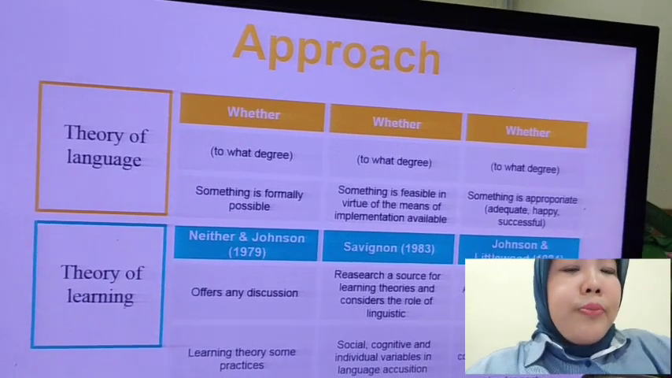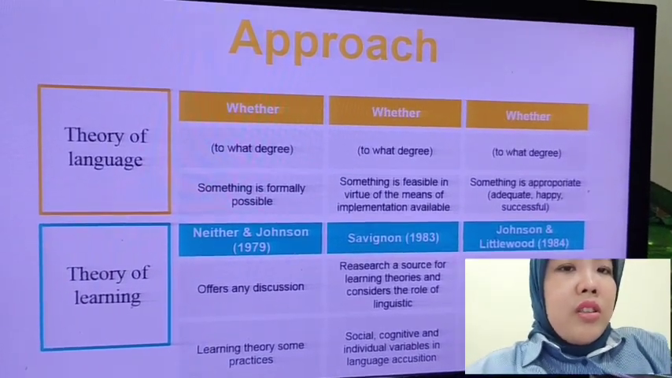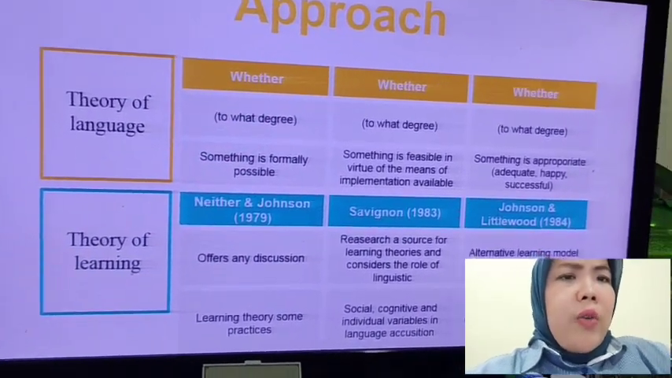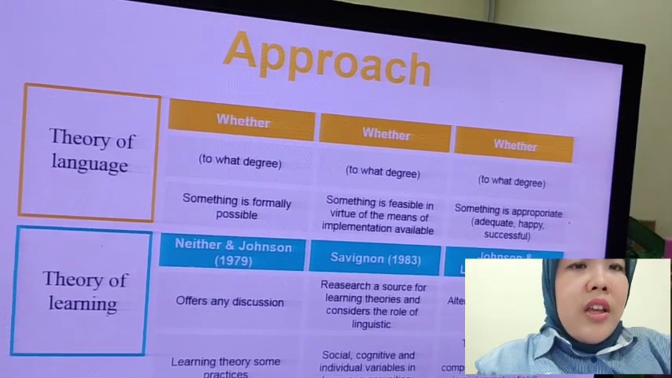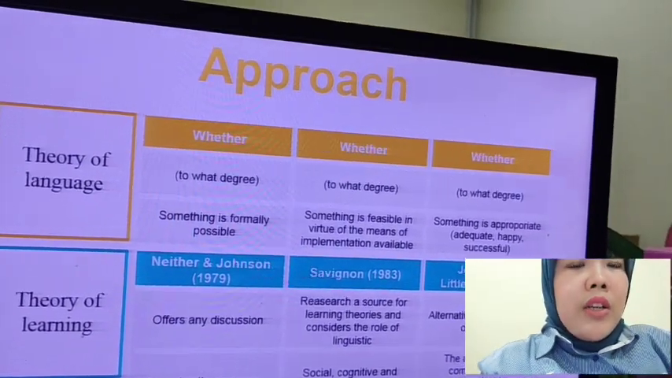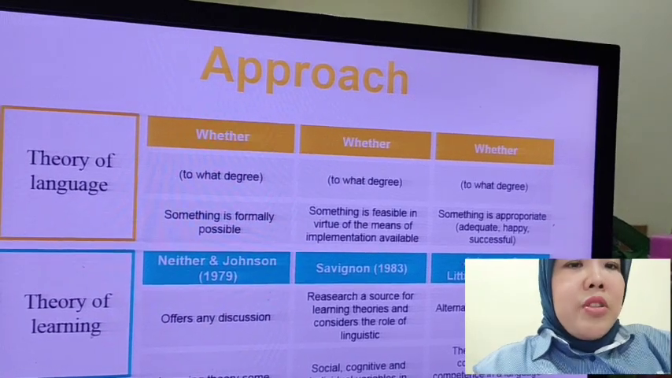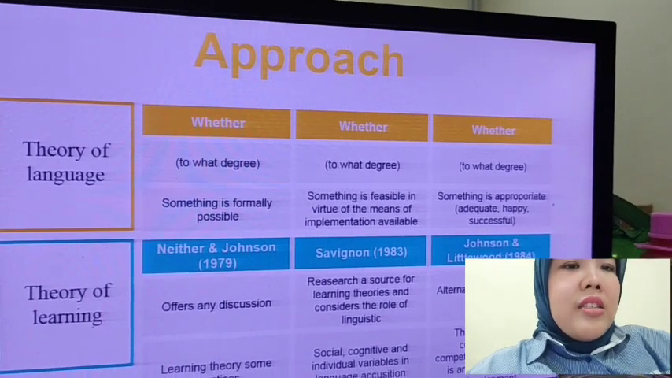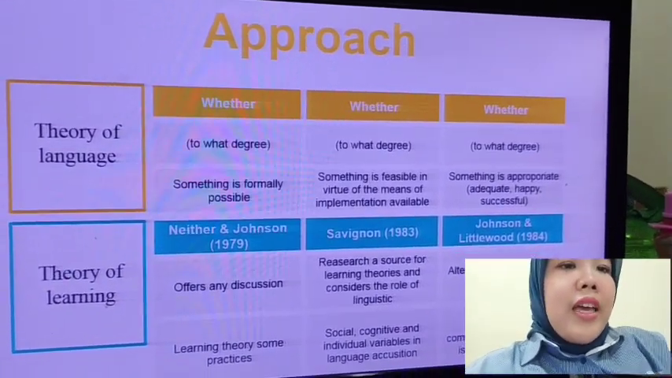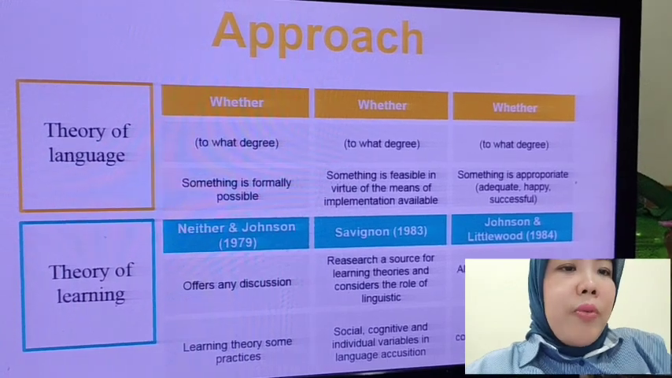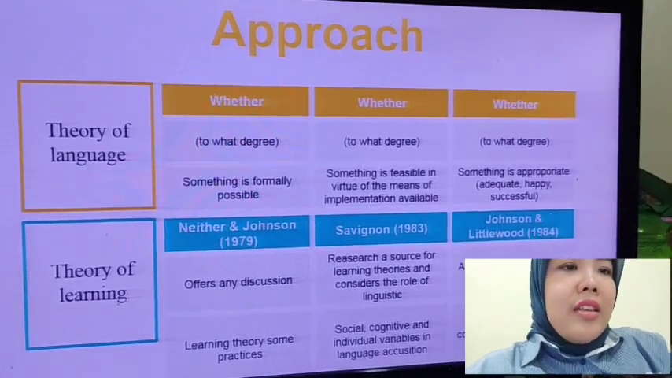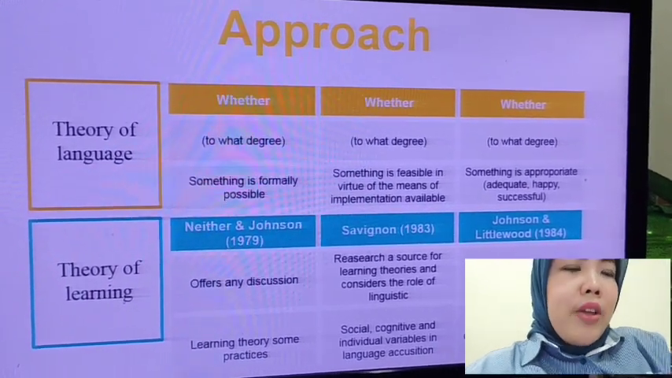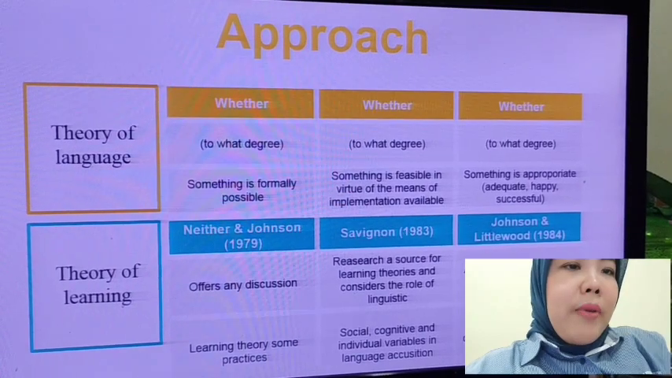And about approach, they are divided into two. The first, theory of language, and the next, theory of learning. Theory of language is divided into three. The first, whether and to what degree something is formally possible. The next, whether and to what degree something is feasible in virtue of the means of implementation available. And the last, whether and to what degree something is appropriate, like adequate, happy, and successful.